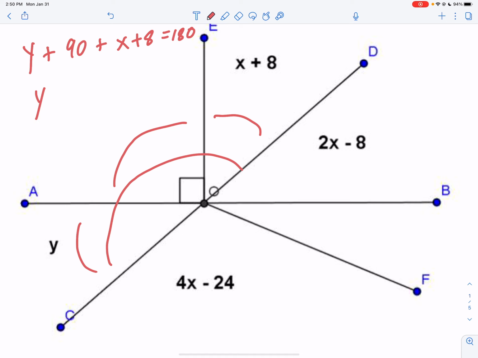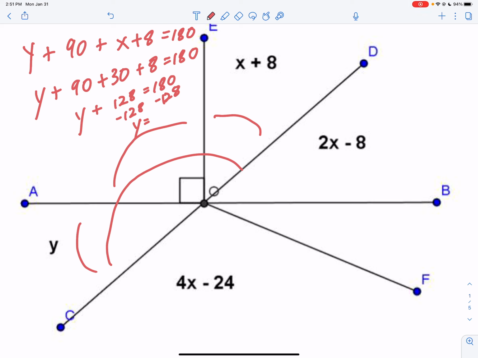So we have y. We don't know what y is, but we do know what x is. It's 30. We just found that. So we get y plus 90 plus 30 is 120, plus 8 is 128. So let's subtract 128 from both sides to get y is equal to, what is that, 52?